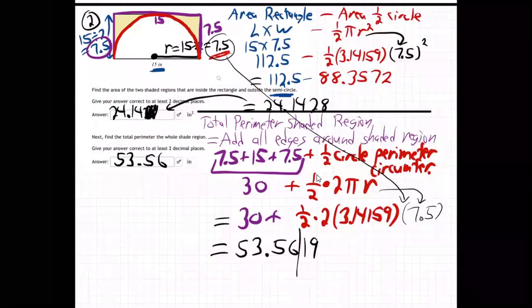So how do we do that last part? Last part's a little tricky. The total perimeter around the shaded region, you have to do all these edges, all the way around the object. And so that's this side, the top, and then a half a circle. So half of a circle circumference or perimeter, half of the 2 pi r formula. Add those up, and there we go.